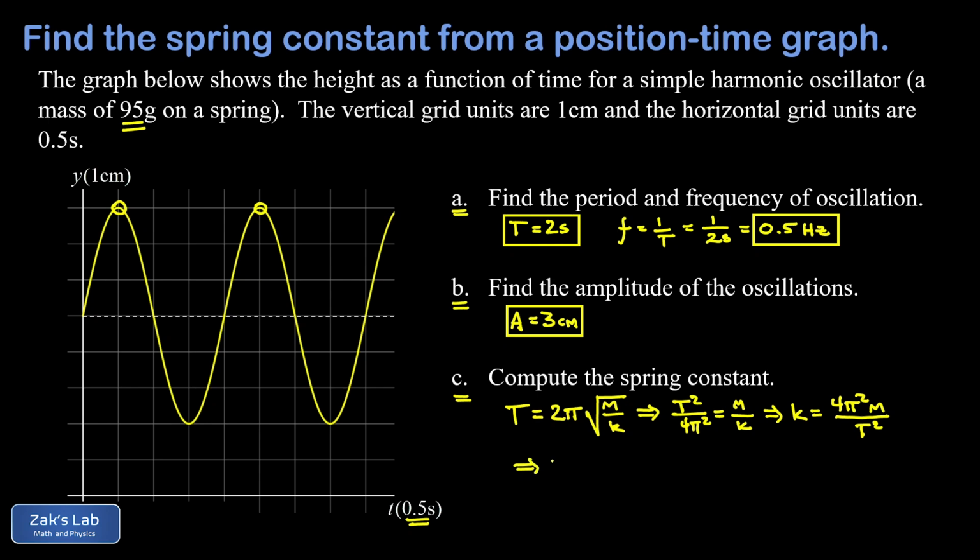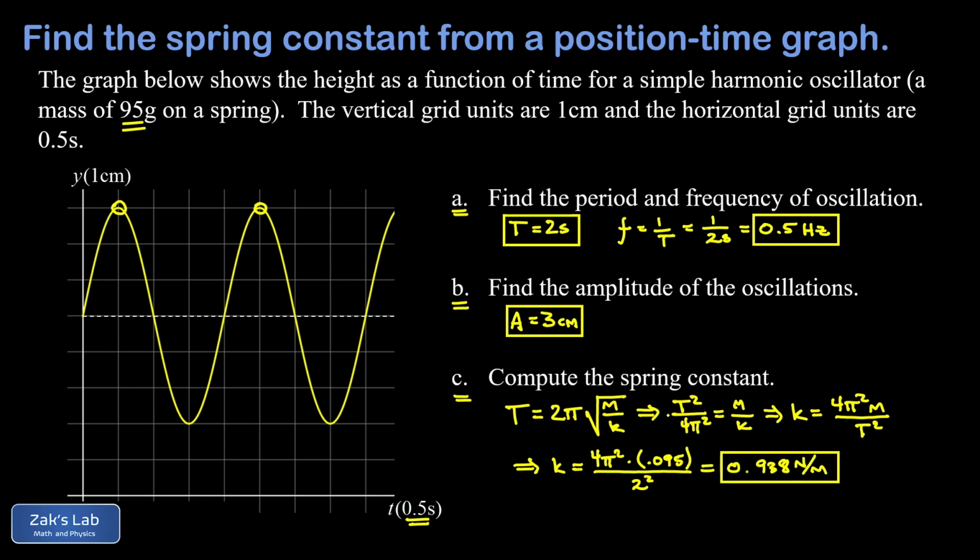So we need to be careful to plug everything in SI base units. And so I get k equals 4 pi squared times m. That was given to us as 95 grams, and we need to convert that to kilograms. So that's 0.095 kilograms. And then I have to divide by T squared, so that's 2 squared. I will check the units to make sure they make sense after we get a number. So to 3 significant digits, this comes out to 0.938 newtons per meter for the spring constant.